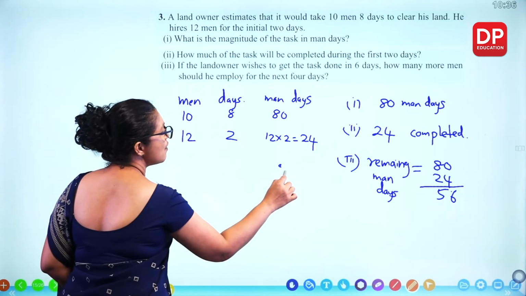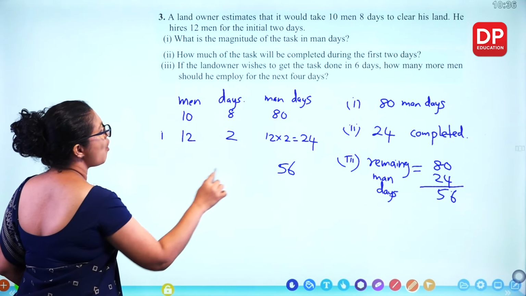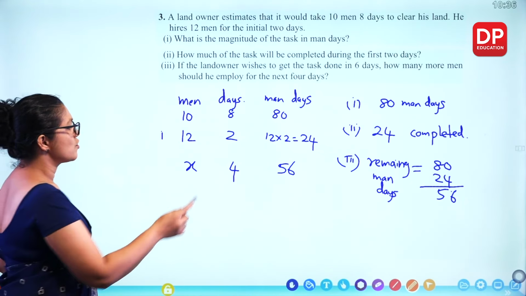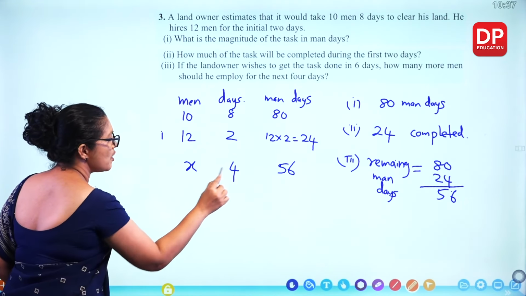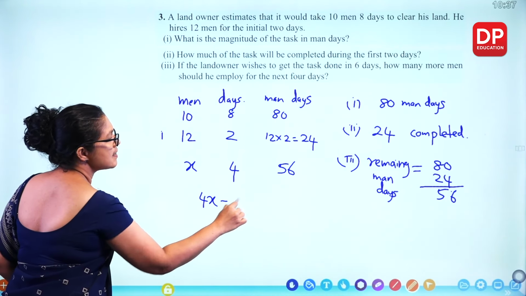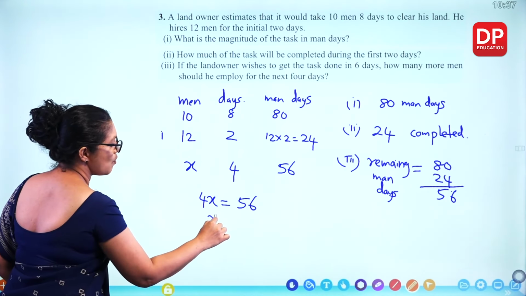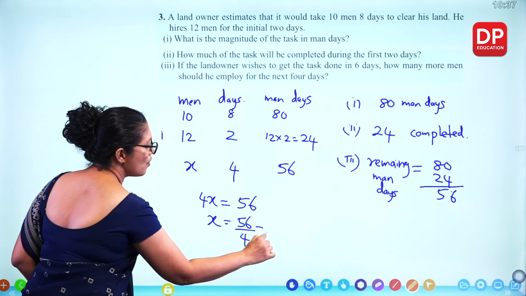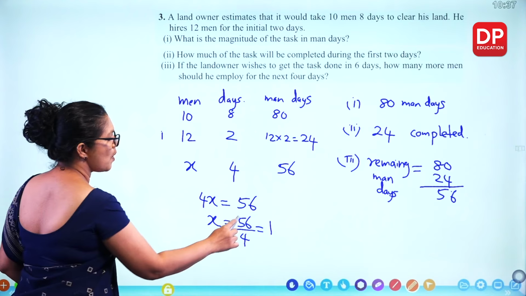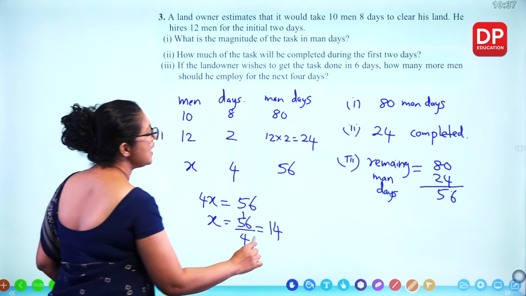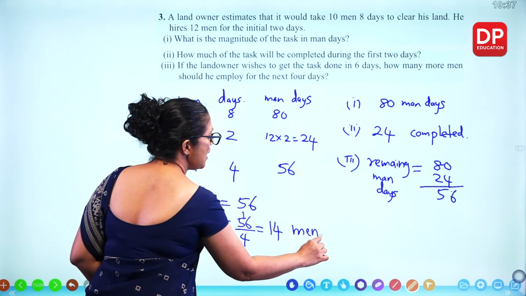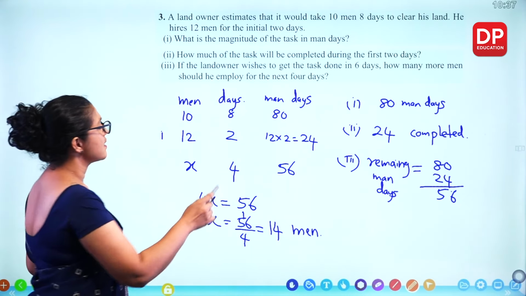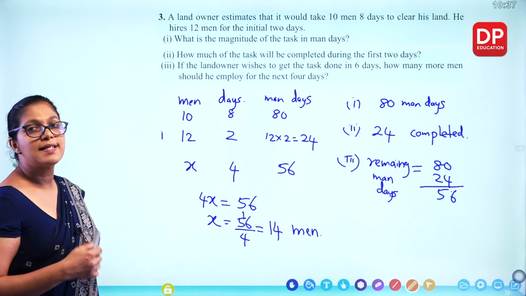So we have 56 man days for 4 days. So how many men we needed? So we can use this formula. 4 times x is equal to 56. So what is x? 56 divided by 4, you get 14. So we need 14 men to complete the task within 6 days.